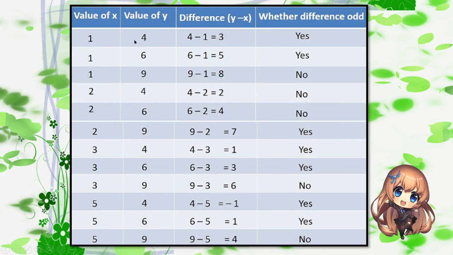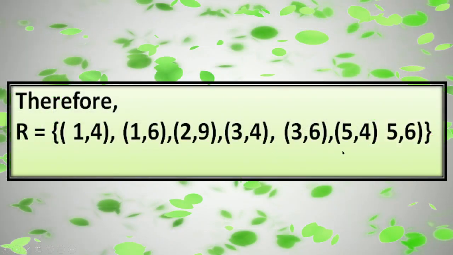When we take 1 and 4, the difference is 3. So yes, 1 and 6, 5, yes, this is also odd. When we take 1 and 9, we are getting 8, which is not odd. Same way, we will check for all the possible pairs. So the pairs which are coming in the relation are (1, 4) because their difference is 3, which is odd. (1, 6), difference is 5, which is odd. (2, 9), (3, 4), (3, 6), (5, 4) and (5, 6). So these are the ordered pairs and this is the relation in the roster form.